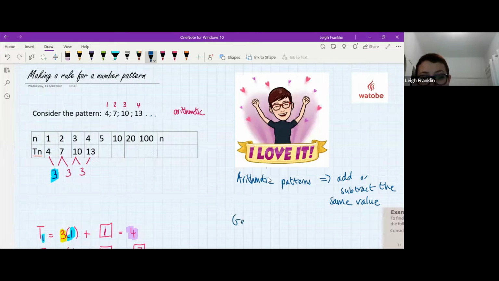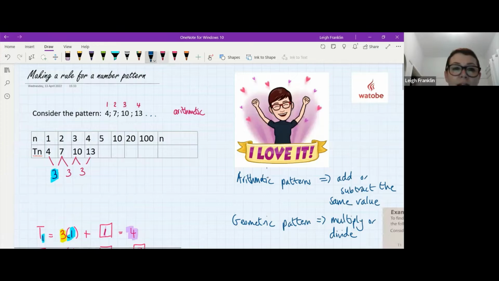When it comes to a geometric pattern, as Takalani said, we are going to multiply or divide. Okay, so in this case over here, because this pattern is seen as arithmetic, because we are adding 3 each time, we would say that the constant difference is 3. Okay, so if you recall, all arithmetic patterns have a constant difference. Geometric patterns don't have a constant difference.